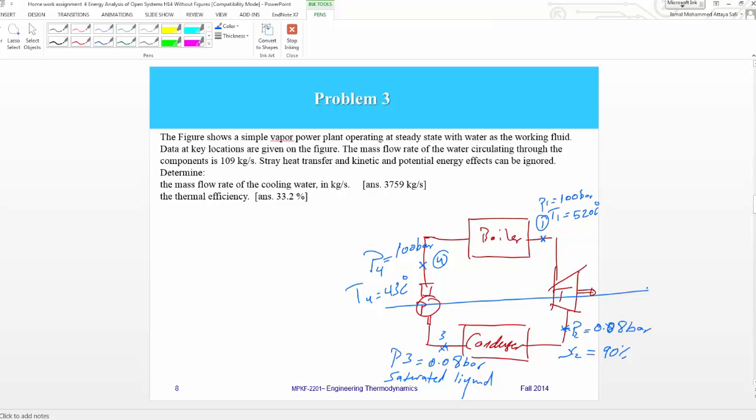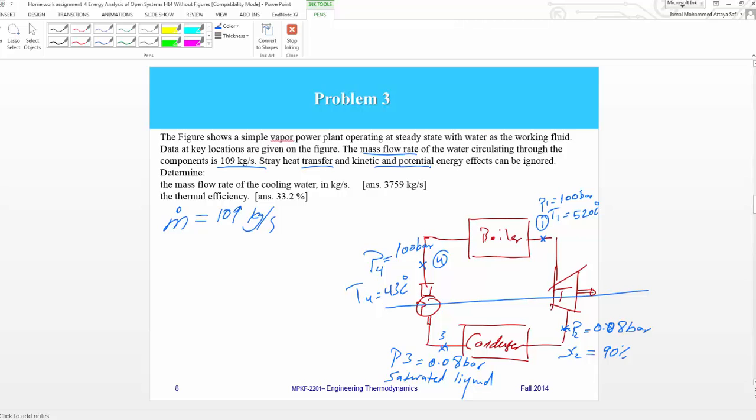Otherwise, most of the states here are known. And then it tells you that the mass flow rate is given. As you can see here, I can write mass flow rate through the cycle is 109 kilogram per second. And also heat transfer, kinetic and potential energy can be ignored.